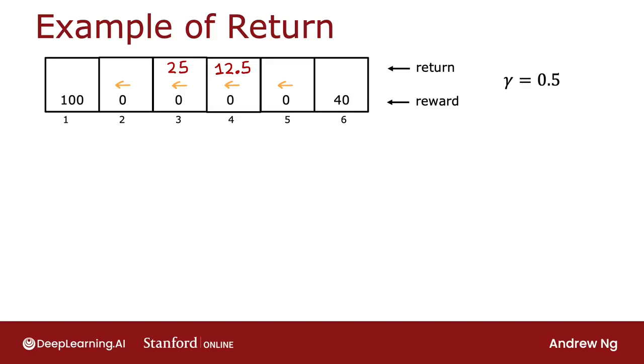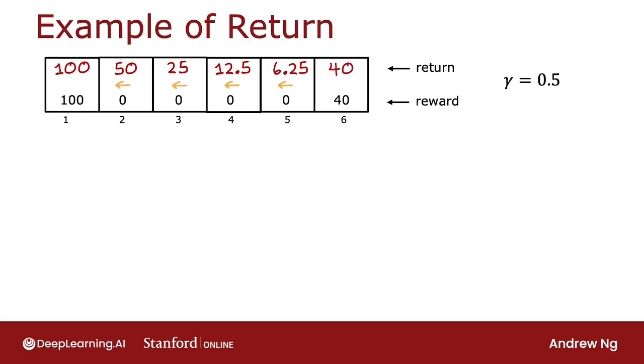If it were to start off in state 2, the return would be 50. And if it were to just start off in state 1, well, it gets the reward of 100 right away, so it's not discounted at all. And so the return, if it were to start off in state 1, would be 100. And then the return in these two states are 6.25. It turns out if you start off in state 6, which is a terminal state, you just get the reward and thus the return of 40.